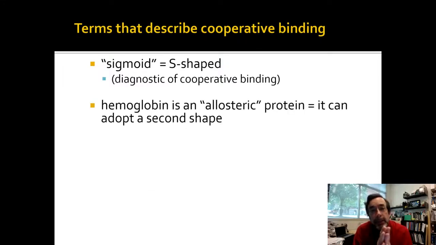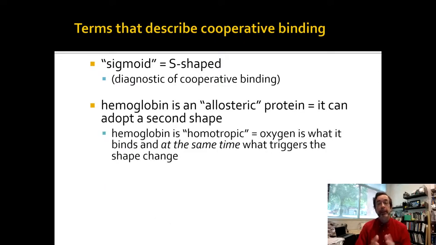The other thing is that hemoglobin is an allosteric protein. That means that it can adopt a different shape. As soon as you see the difference between the T state and the R state, you can know that that is associated with an allosteric protein, one with other shapes. Hemoglobin is also homotropic. That means oxygen binds and at the same time causes the shape change. Its function is to bind oxygen, and oxygen is also what causes the shape change. These two things can go together, but they don't have to.